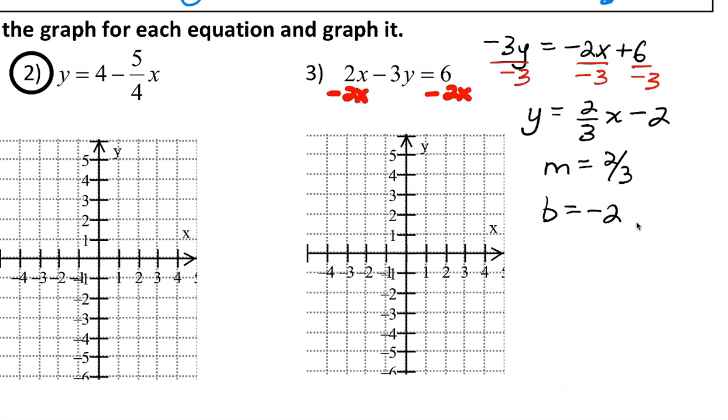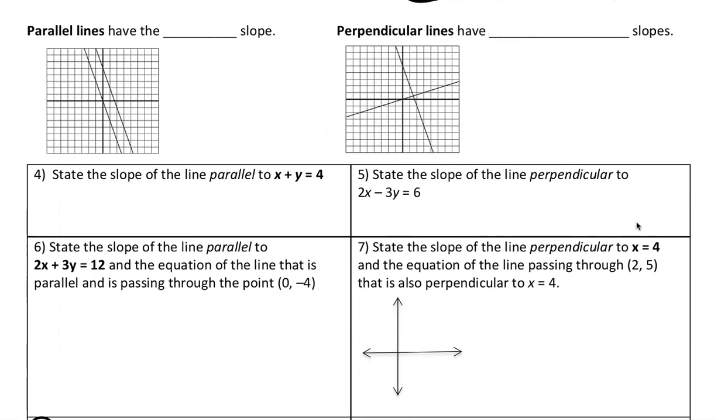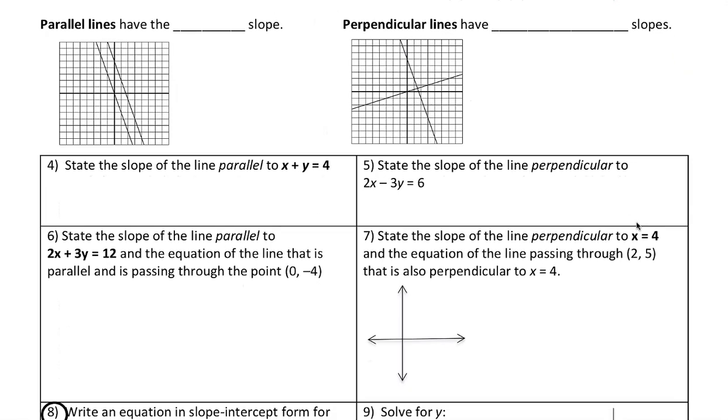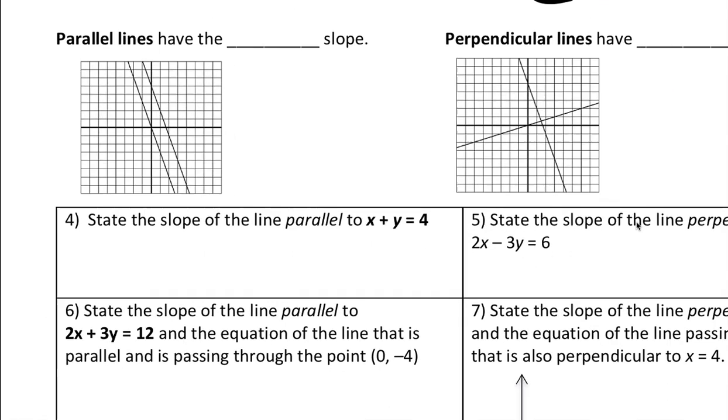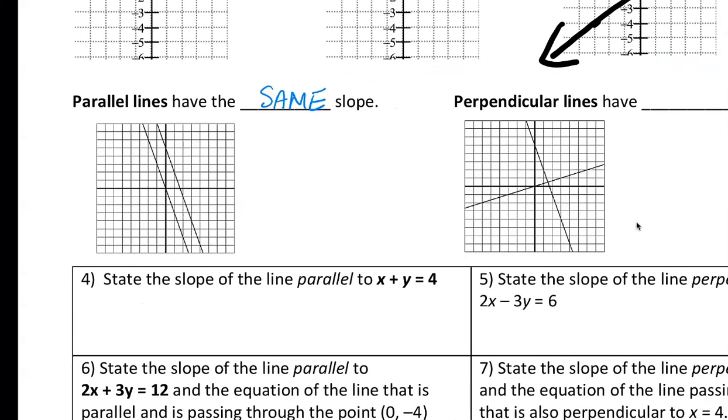So graphing the y-intercept, we would be at (0, negative 2), and then our slope is 2/3. Up 2 to the right 3, down 2 to the left 3. So that would be our line. The next topic, which I think you've learned before, but we'll review, parallel lines. The lines that you have right here are parallel lines. Parallel lines have the same slope.